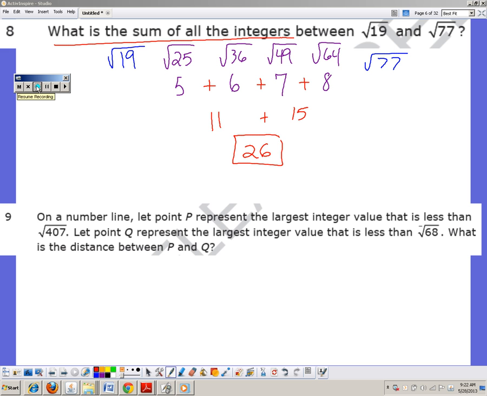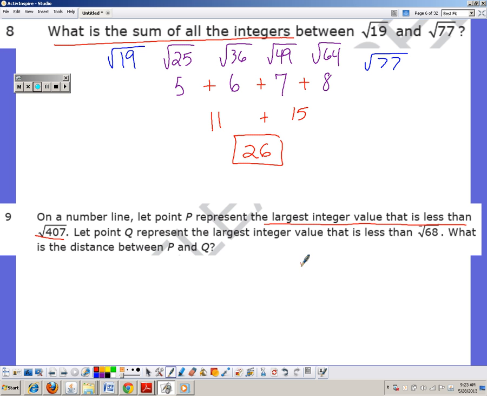Question number 9. On a number line, let point P represent the largest integer value that's less than the square root of 407. Let point Q represent the largest integer value that's less than negative square root of 68. What is the distance between P and Q? Okay, let's start with the first point. We want the largest integer that is less than the square root of 407.